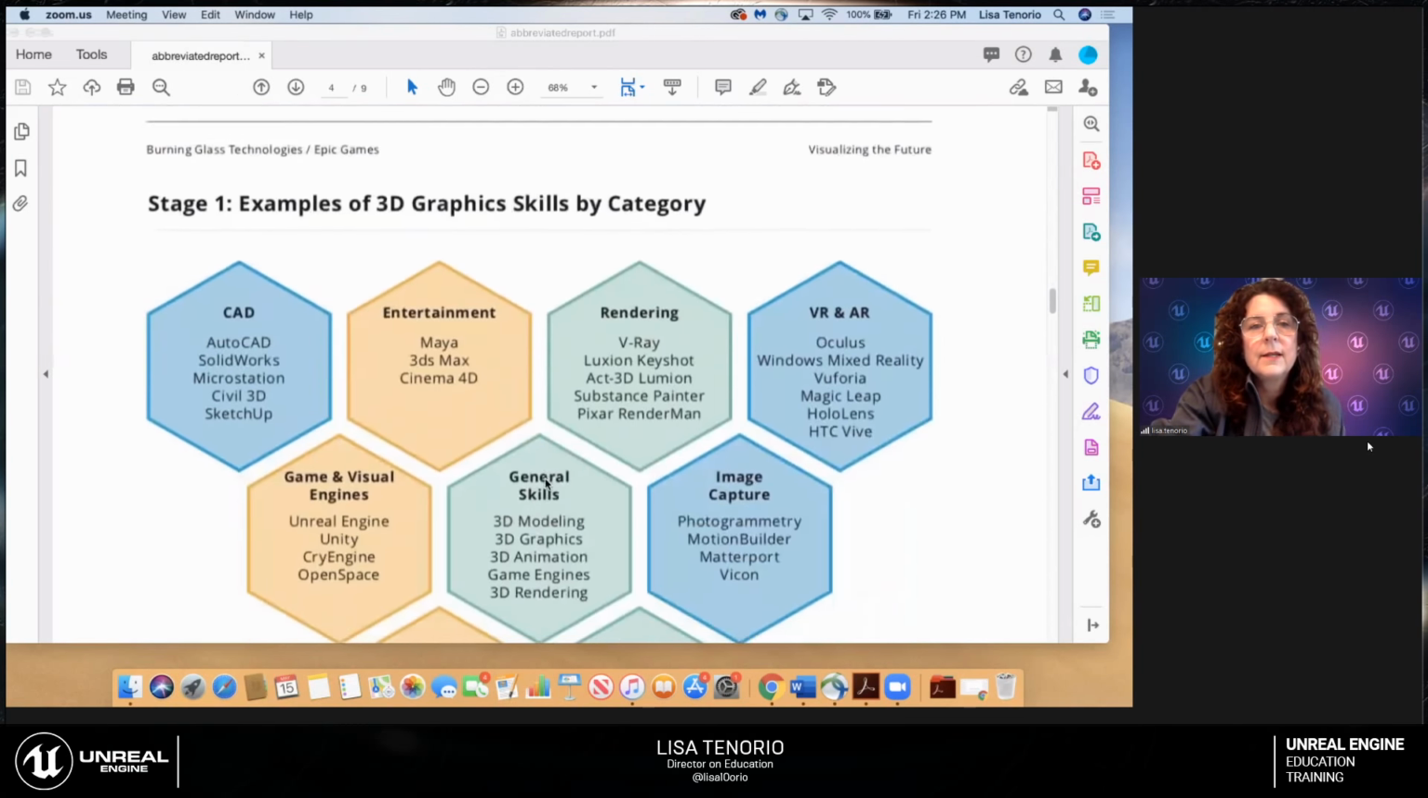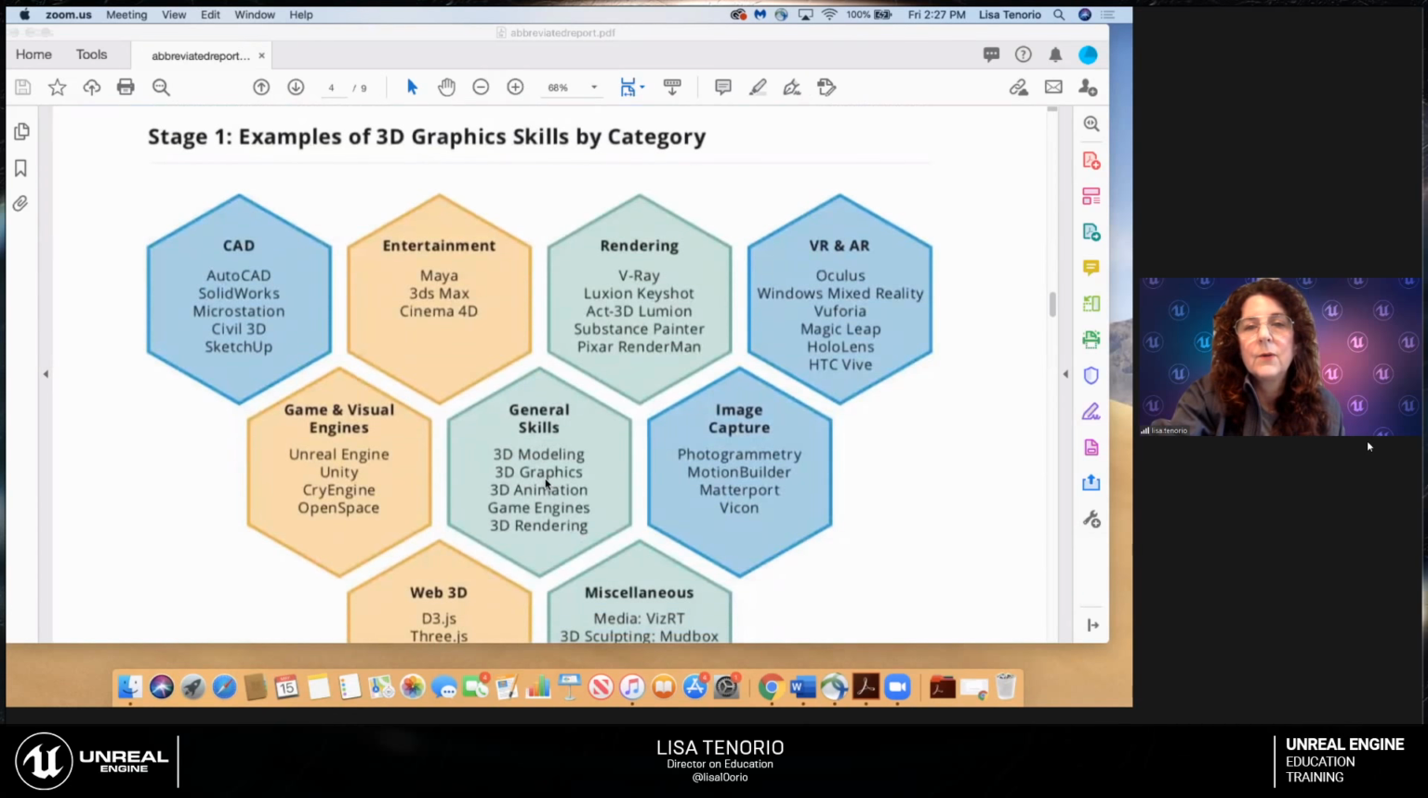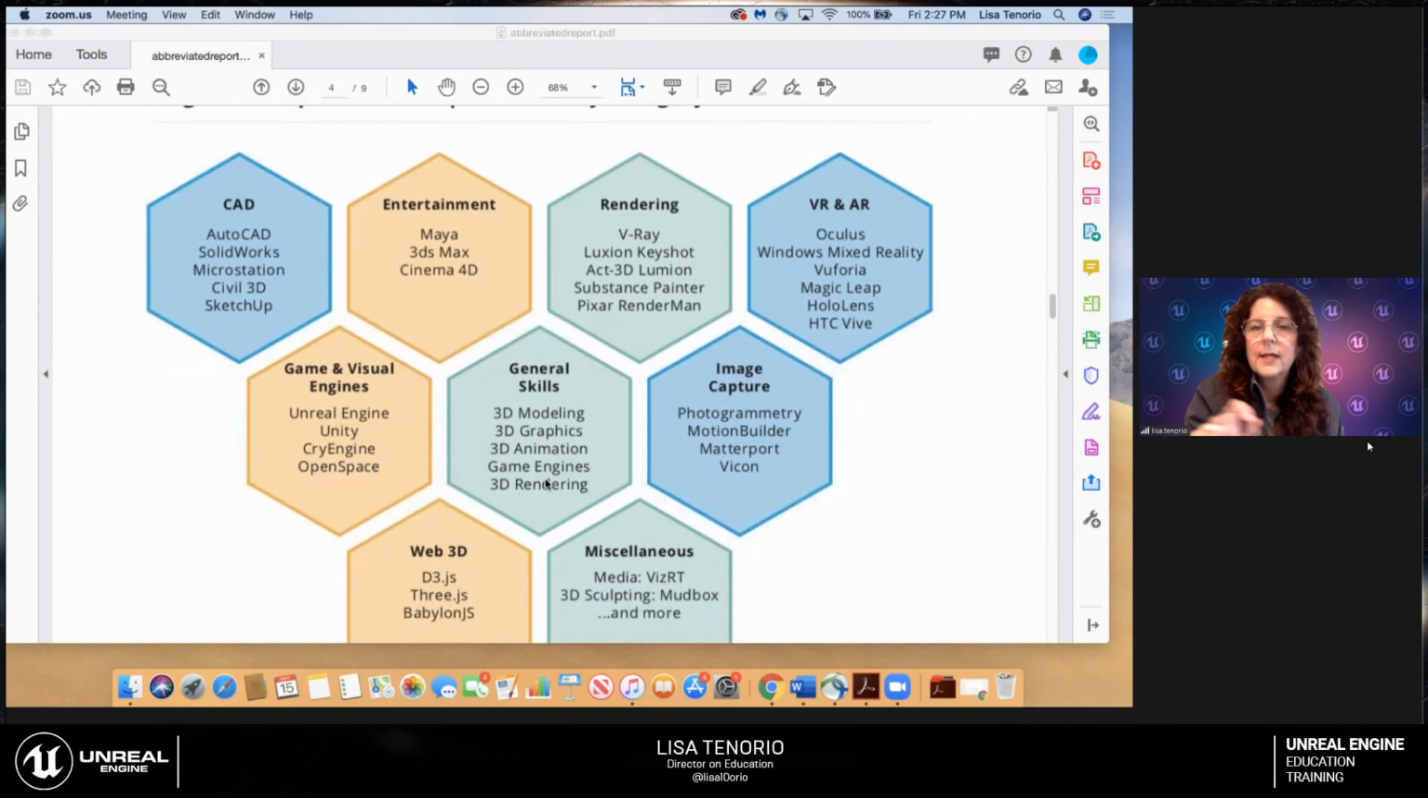So let me talk a little bit about how they identified 3D graphics jobs and the real-time jobs, because we spent a lot of time working with them and going back and forth on what skills should be pulled into those categories. This is an example of some of the 3D graphics skills that they identified. There's a full list in the appendix of the report, so if you're curious and want to see every single skill that they accounted for.